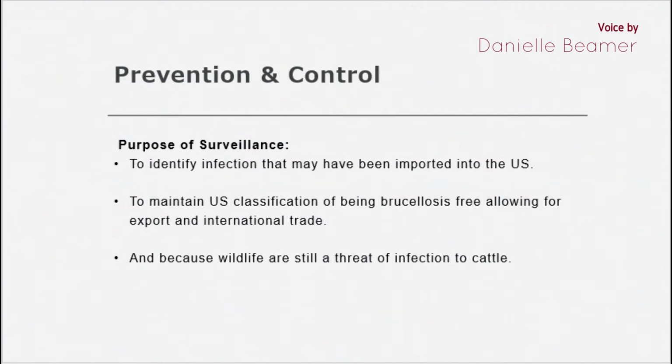The surveillance of the disease is still important, though, to identify infection that may have been imported into the U.S., so that the U.S. can maintain its classification as being brucellosis-free, which allows for export and international trade, and because wildlife are still a threat of infection to cattle. Bison and elk in the greater Yellowstone area are the last known reservoir of Brucella abortus in the United States, and testing of the efficacy of the current vaccines in those species is still undergoing study at this time.